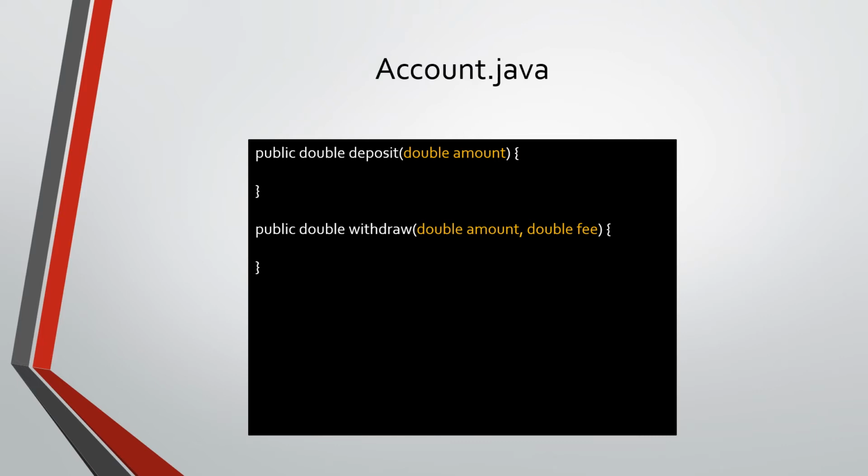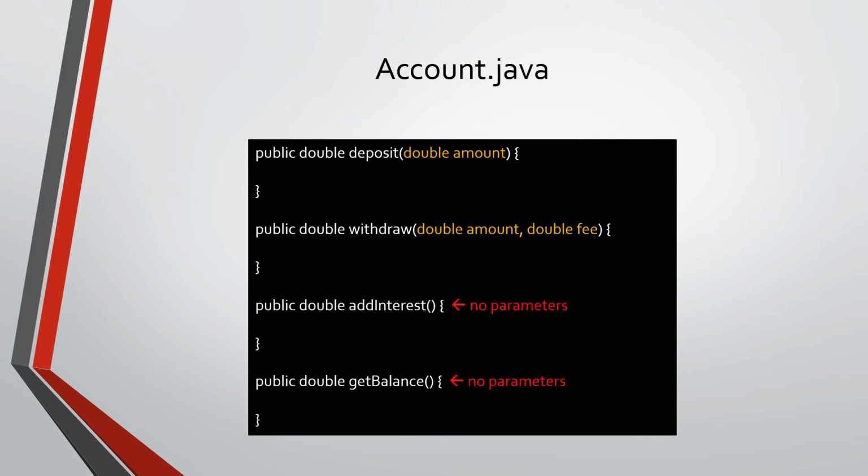The first parameter, double amount, calls for the user to enter in the amount to be withdrawn, and then to enter in a fee associated with that withdrawal. ATMs usually charge a withdrawal fee when a person uses the ATM machine not within their banking network. Both methods for add interest and get balance will take no parameters.